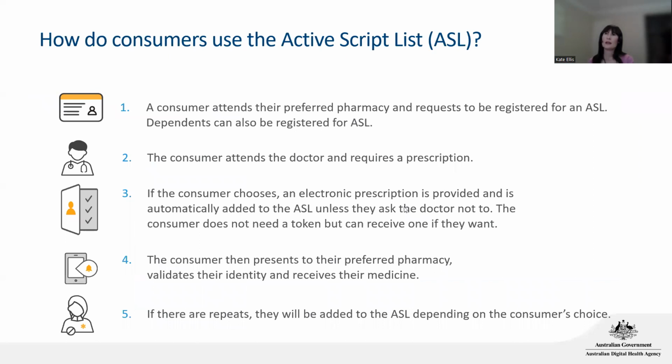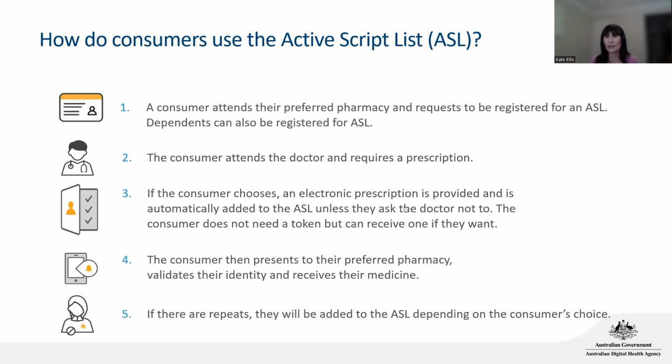So with the mechanism for active script list, they basically go up from the prescribing system to the pharmacy system in the cloud, secure prescription delivery service, and they just sit there under your name. But it's not as if the pharmacy gets notified to say, Kate Ellis has a new script, or Kate Ellis has 10 new scripts from the doctor, you need to dispense all of them. That's actually not what happens.